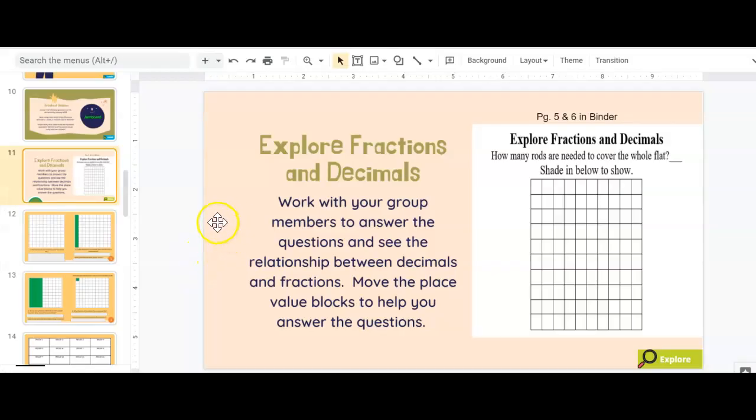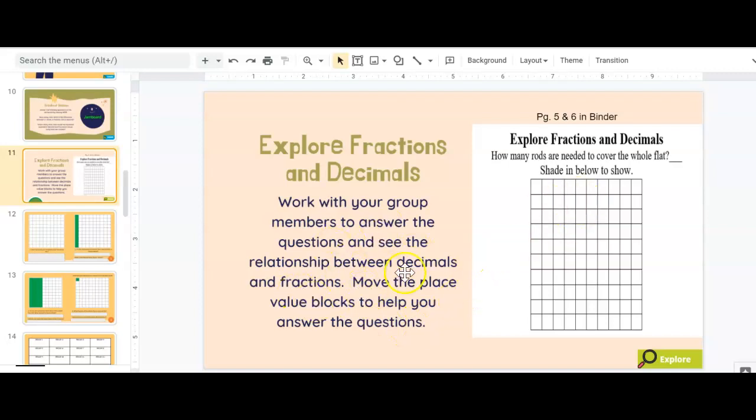All right, students, for our next slide here, in our live session we're going to work as groups in a breakout session to explore fractions and decimals. But if you're at home, watching this individually, you're still going to be able to do this activity on your own to get some practice. You're going to work to answer the questions and see the relationship between decimals and fractions. You're going to be able to move the place value blocks to help you answer the questions.